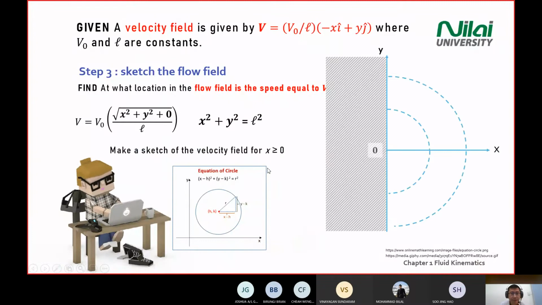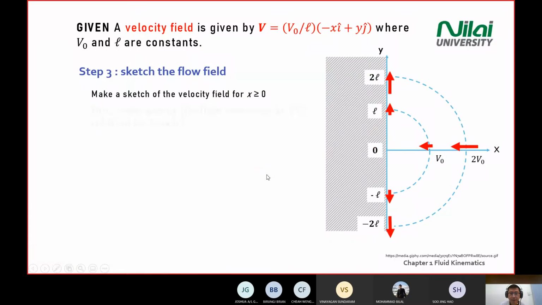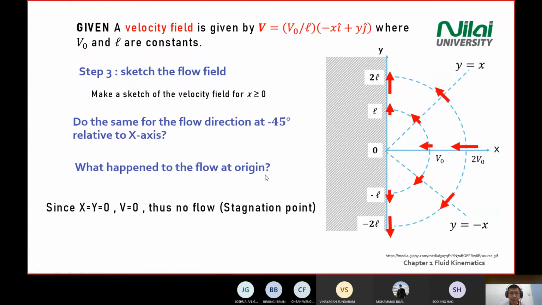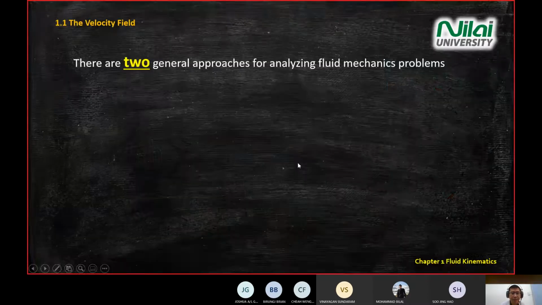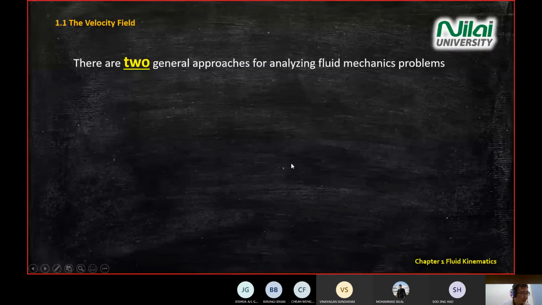All right, we'll cover tutorial questions 1 to 7. And in the later chapter, you will see we'll look at the stagnation point, what happened to the stagnation point. But at this moment, we just have some introduction on how to plot the graph and how the velocity field can be sketched out. All right, now we move on to the next one.